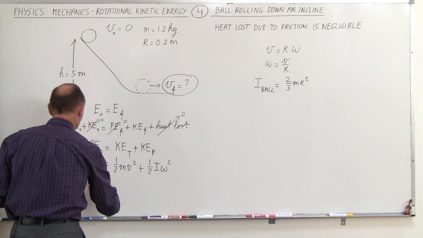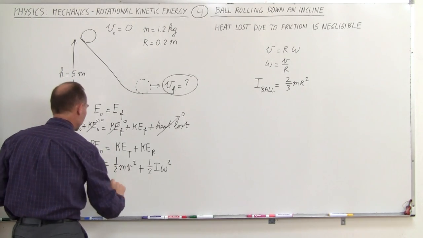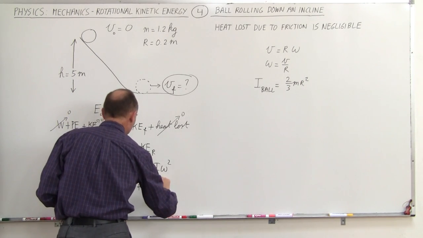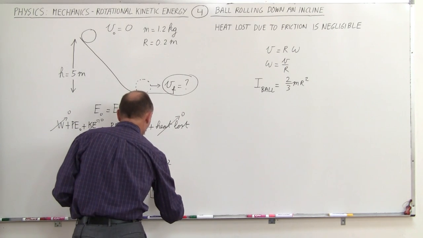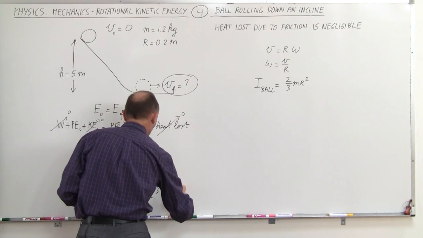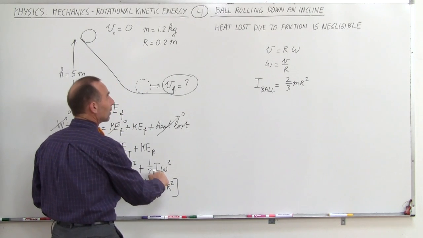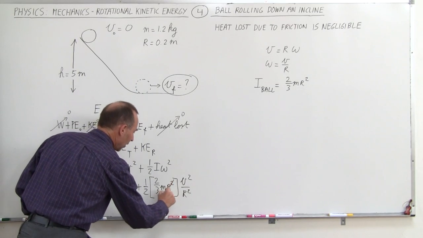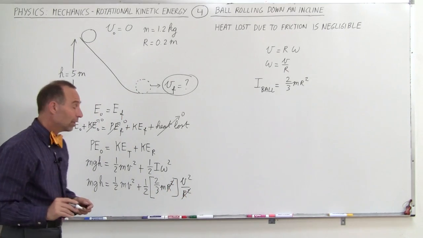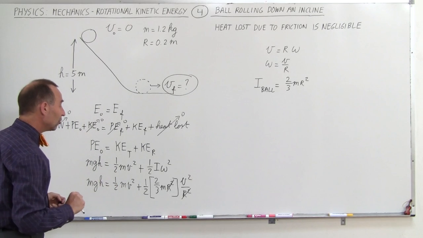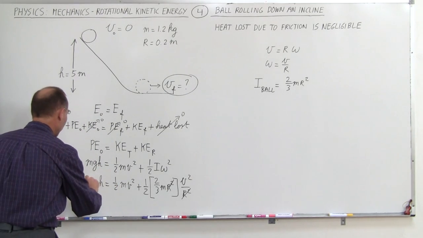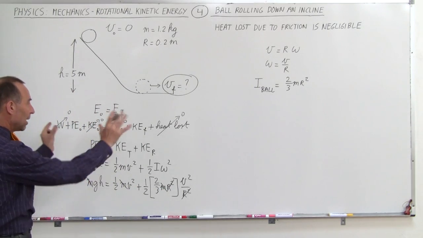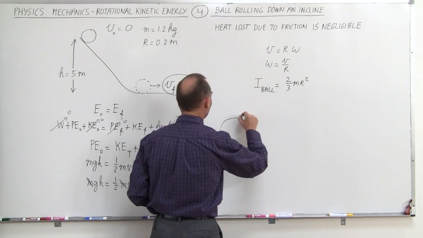What that means is we end up with mgh is equal to 1/2 mv squared plus 1/2 times the moment of inertia, 2/3 mr squared, and then omega squared can be written as v squared over r squared. And right away we realize that the r squareds cancel out. And one more thing, also notice that every term in this equation has the mass in it, so we can also divide both sides of the equation by m and eliminate the mass. Now let's write the remainder of the equation up here and see what we have.